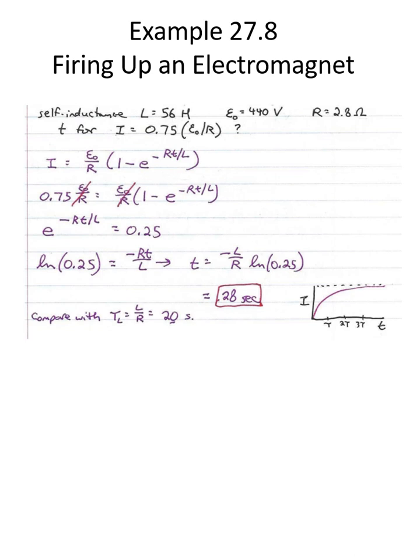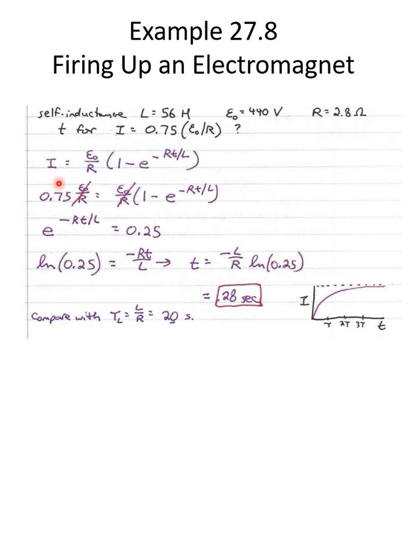So here I have the given information. Notice how I've written this, that the current, we want to know when it's going to be 75% of its final value, which is the voltage from the battery divided by the resistance. So we use the time-dependent equation. Current is voltage naught over R times 1 minus e to the negative Rt over L. And we're going to substitute for current 0.75 voltage naught over R.